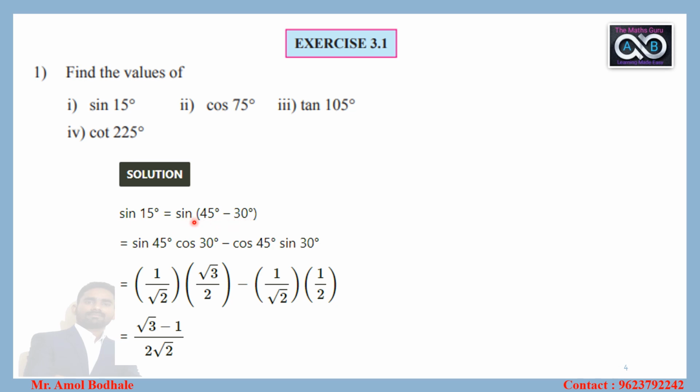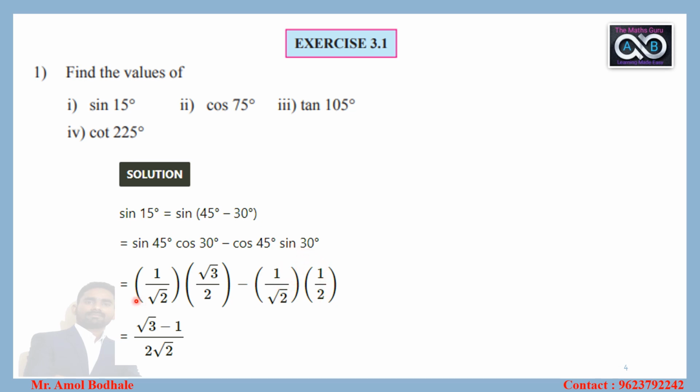Now sine of 45 minus 30 we can expand using the formula for sine of a minus b. As we know, sine of a minus b is sine a cos b minus cos a sine b. The expansion of sine contains the terms sine cos, cos sine, and for minus we have to take minus. Now let's see the values: sine 45 is 1 by root 2, cos 30 is root 3 by 2, minus, as it is, cos 45 is 1 by root 2 and sine 30 is 1 by 2.